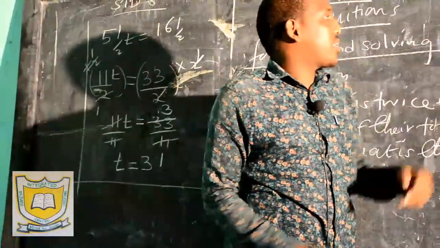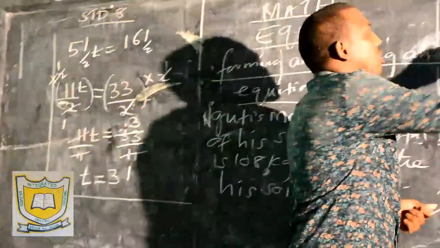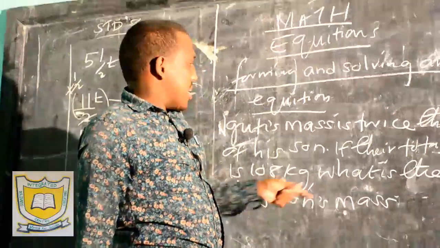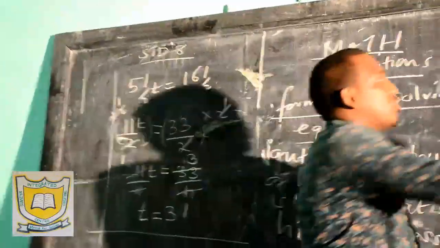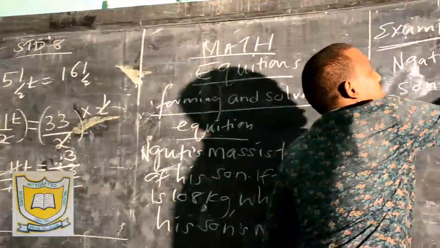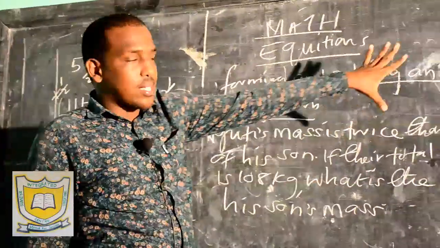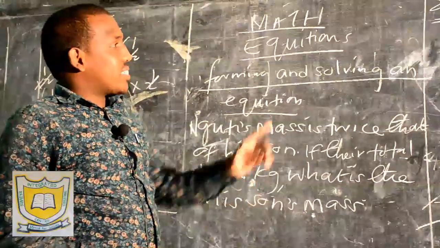So the son is x, the father Ngati is twice. Twice means times 2, which will become 2x. If their total mass is 108 kg, then the question is asking the son's mass. Now, let us solve.